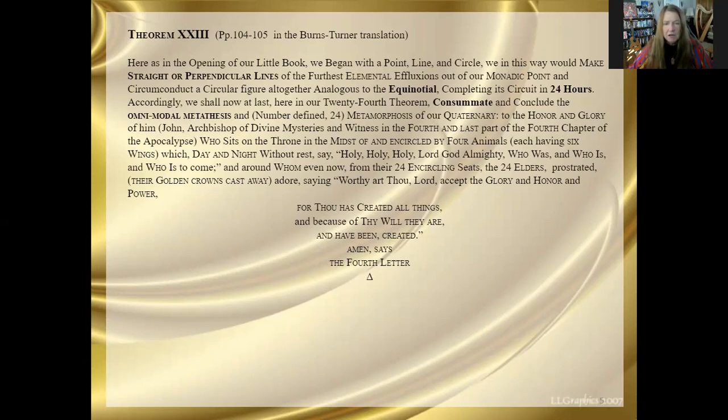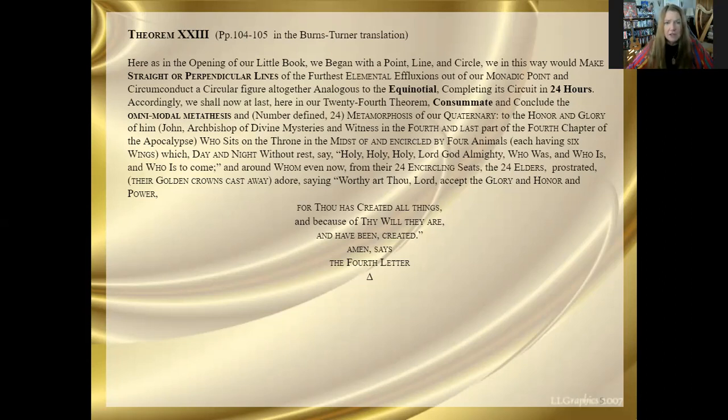Consummate and conclude the omnimodal, that is, all modal metathesis. You know what metathesis means. We've talked about it in the last few theorems, his moving points or structures around into different places. And number defined 24. What is defined? The metamorphosis of the quaternary. Remember, with his Pythagorean and artificial quaternary, in the last theorem, we got a 24.